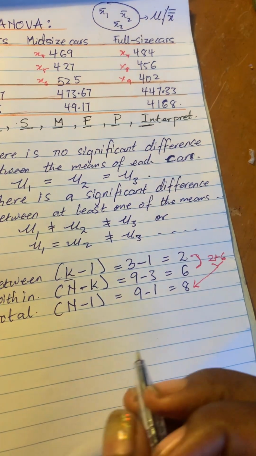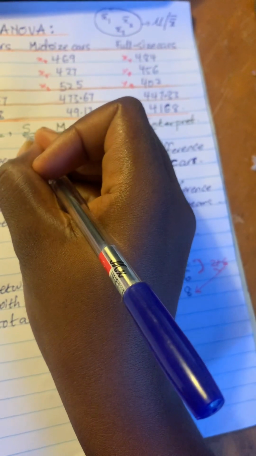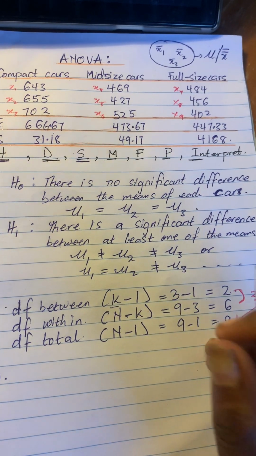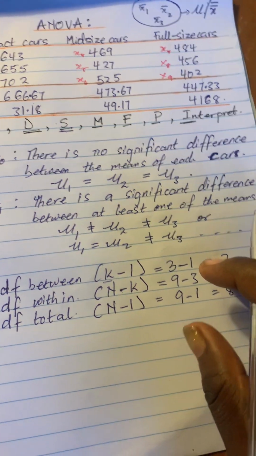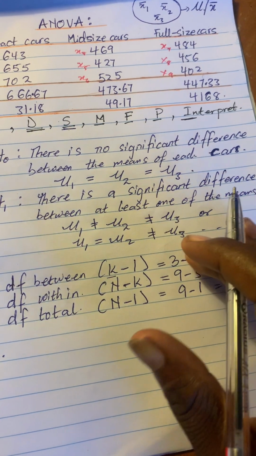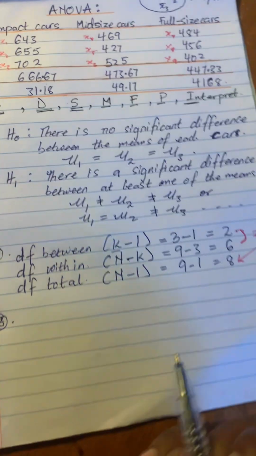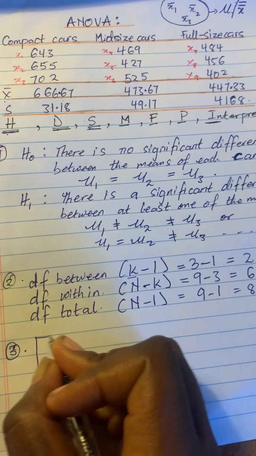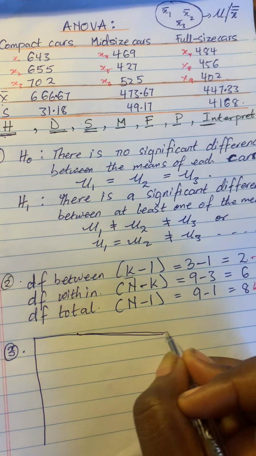Now we are moving on with the sum of squares. With sum of squares, we are going to sum the squared deviations for within groups, between groups, and the total.